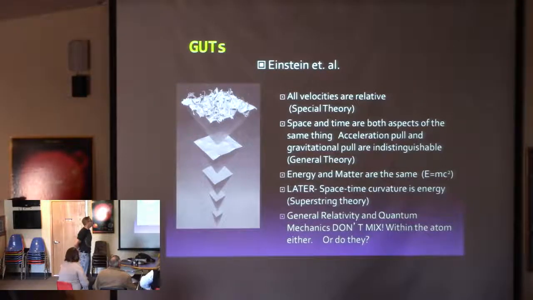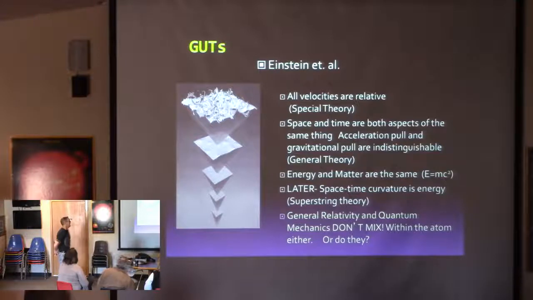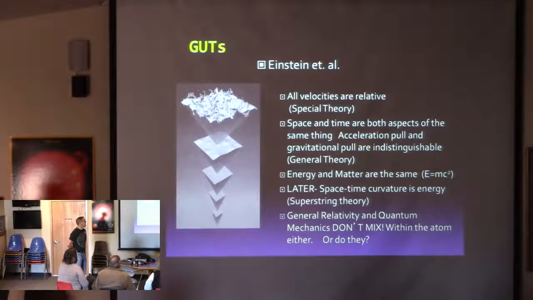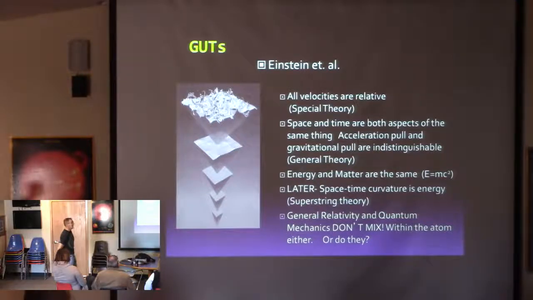All right, so to sum up what we get from all these different theories, that all velocities are relative, and we get that from special relativity from Einstein. Space and time are both aspects of the same thing. The accelerational pull and gravitational pull are indistinguishable, and we've measured that to many, many, many decimal places. Energy and matter are the same. E equals mc squared, possibly the most famous equation, even if the equation for entropy that we'll see shortly may be more important to your day-to-day life.